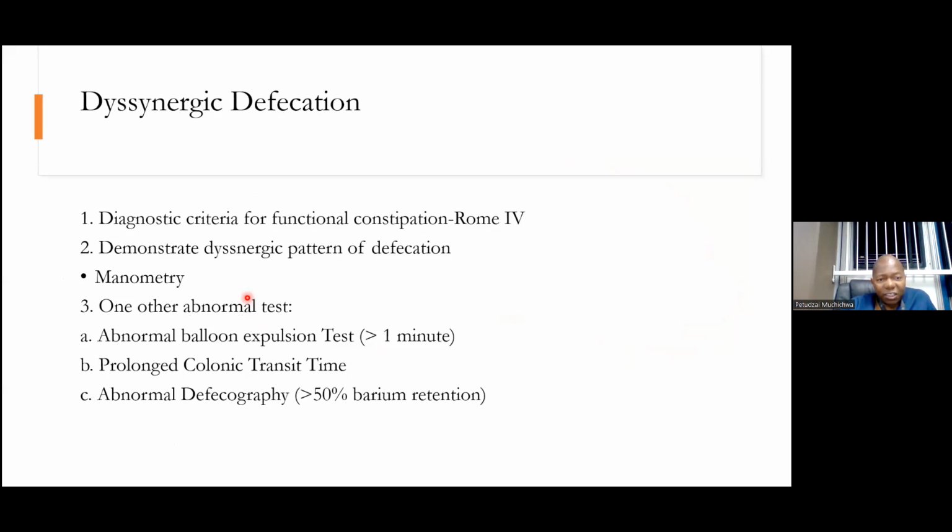In terms of dyssynergic definition, it has to meet the ROME IV criteria, and it has to demonstrate a dyssynergic pattern of defecation, as I alluded to earlier, on the manometric examination. And we should also have one other abnormal test, especially like a balloon expulsion or a prolonged colonic transit time, and an abnormal defecography, which is usually defined, if you use the barium, as 50% retention of barium.